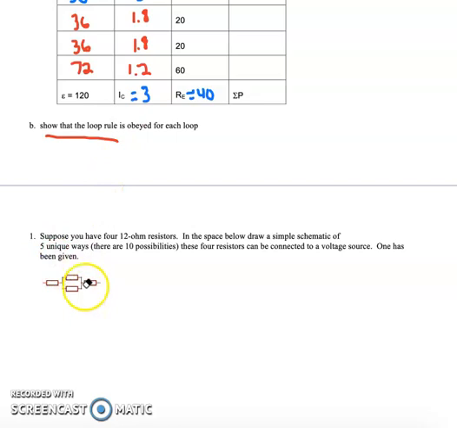Okay, so I want you to draw 5 unique ways, or actually 4 others. And actually, I'm going to put a stipulation on that. I'm not going to let you do 4 in series. That would be another easy one. 1, 2, 3, 4 in series would be another way we could connect them. All right, and their effective resistance would be 4 times 12, 48 ohms. So I'll do that for you.